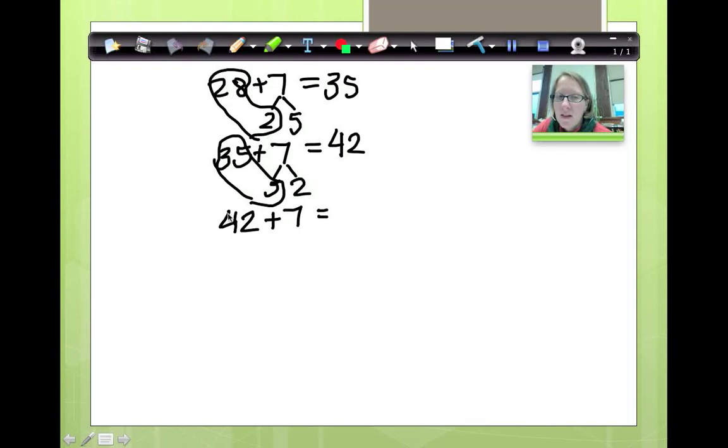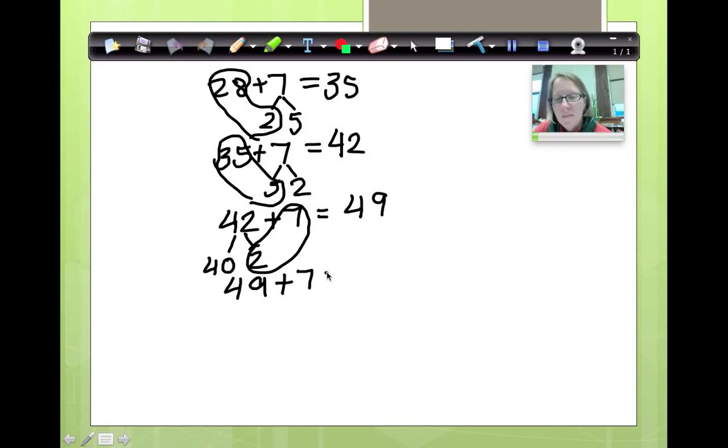Oh, this is really close to a 10, so let's break this one apart. Let's put this as 40 and a 2. And then let's combine these. Okay, so 40 plus, well, what is 7 and 2? 7 and 2 is 9. So 40 and a 9 is 49. Okay, now let's do it again. Let's do it 8 times. 49 plus another 7. That's what?